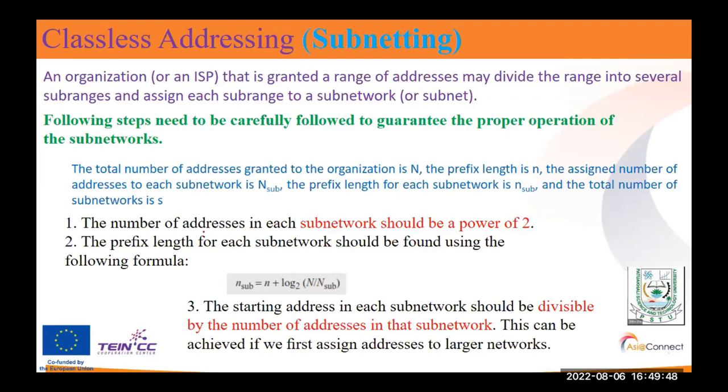This is one rule, that the number of addresses in a subnetwork should be a power of 2, and another rule is this one. The starting address in a subnetwork should be divisible by the number of addresses in the subnetwork. We have already seen this in address block allocation. And this can be achieved if we first assign addresses to larger networks. So we need to be careful about these three rules.